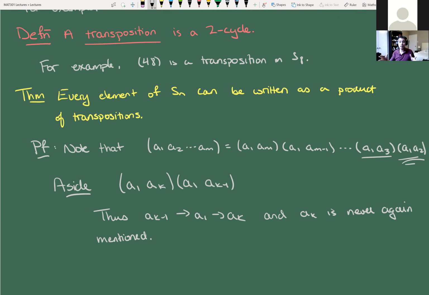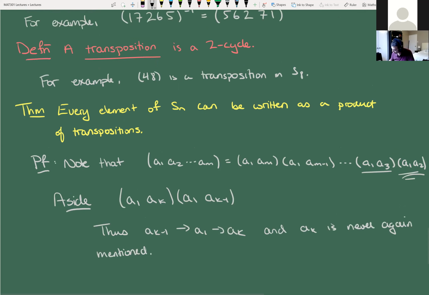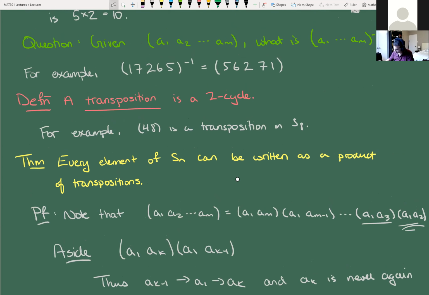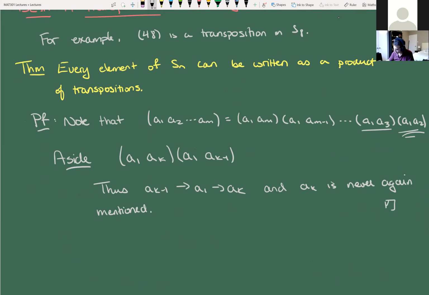You might have to write down a couple of them, like choose a cycle and actually write it down. I guess, what's the cycle we've been working on? 1 7 2 6 5. Okay, so what is that going to be? That's going to be 1 5, 1 6, 1 2, 1 7, right? And actually go through the multiplication and convince yourself that this works, right? 1 definitely maps to 7, and that 7's never mentioned again. So 1 maps to 7.